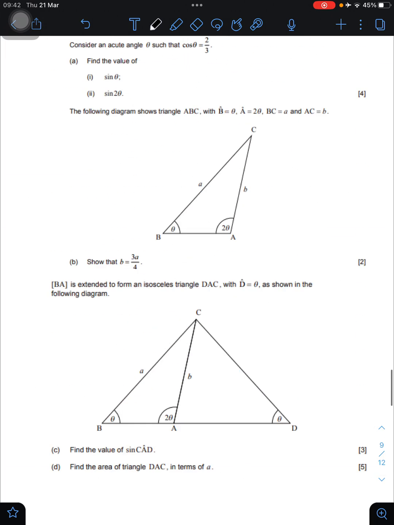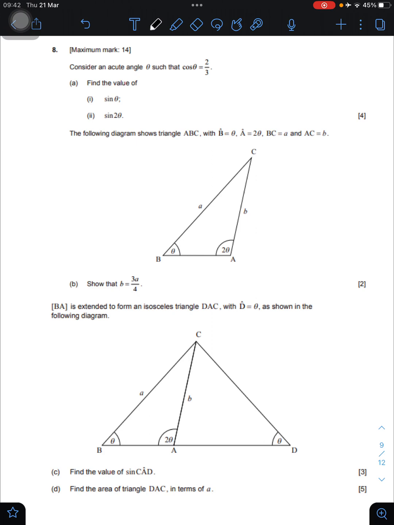So part B. Show that b equals 3a over 4. Well, let's look at our diagram that they've given us. You can assume, because they said this in the top part of the question and not in part A, that it applies to all the other parts. If they put it in part A, it would only refer to part A, but because it's separate at the top of the question, you can assume that this applies to all the other parts of the question. And so in fact, our value for cos theta is still 2 over 3, and our theta here hasn't changed for part B of the question. Otherwise, it would just be impossible to complete.